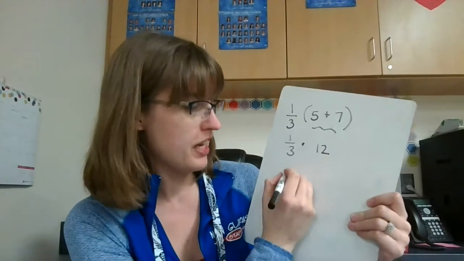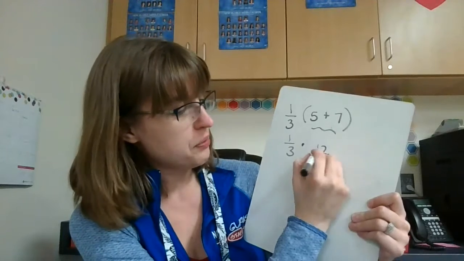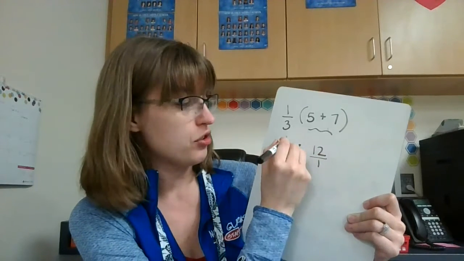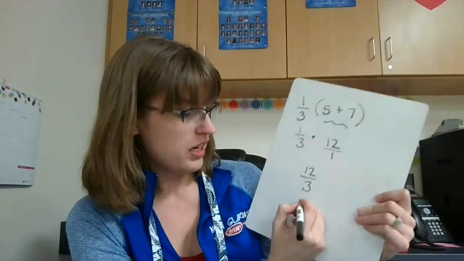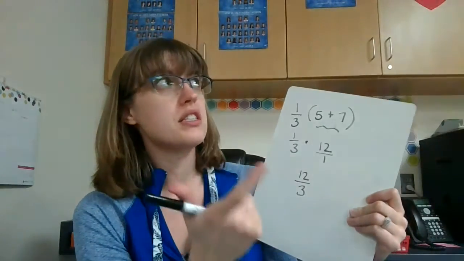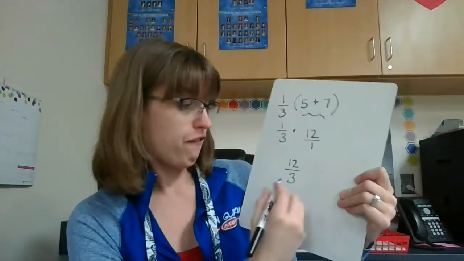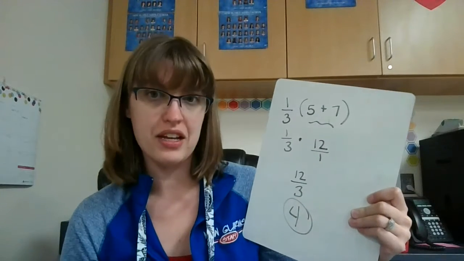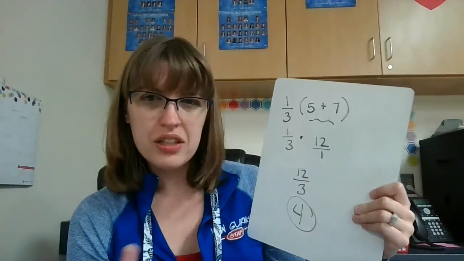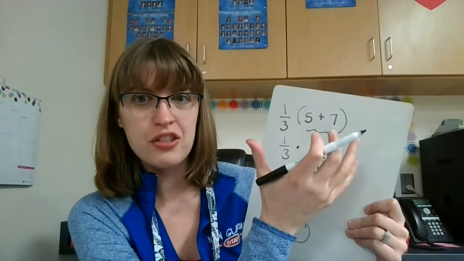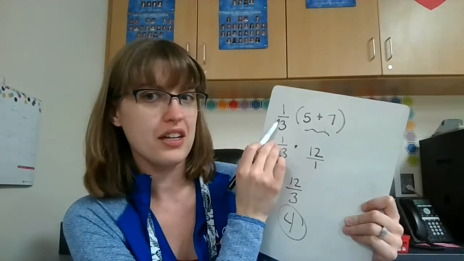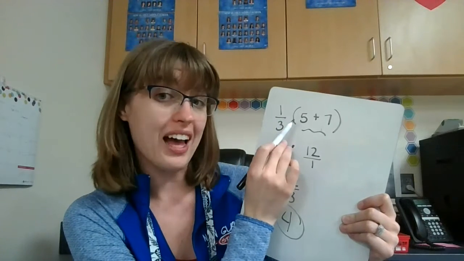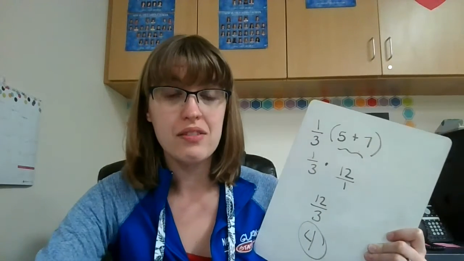Now I need to do my multiplication. I like to put it over 1, remember? So I can do 1 times 12 is 12. 3 times 1 is 3. And if I simplify that, 3, 6, 9, 12. Oh, I got 4 holes that go into 12, so that is my answer. So the only thing really different, we had the grouping symbol, so we had to do that first. And we had to remember that when we had a number outside of the parentheses, that means to multiply. One more, even trickier.